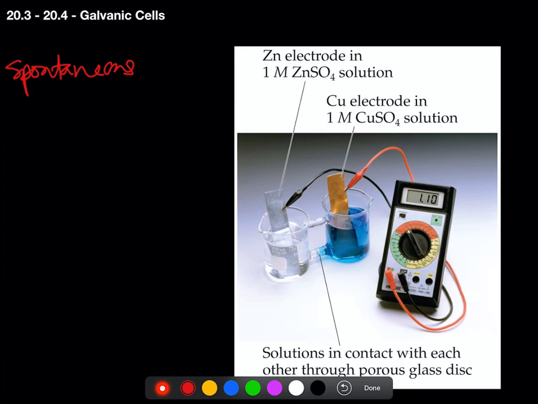Which means that, like your book goes on to talk about, we are talking about going from a high potential energy to a lower potential energy. That's why they move spontaneously from one place to another.